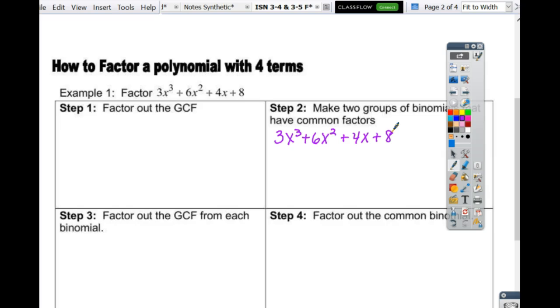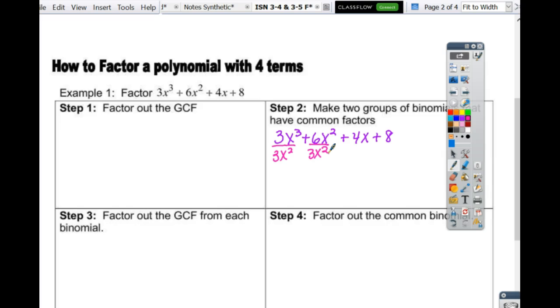And the third step says factor out a GCF from each group. So just look at the first 2 right here. So 3x to the third plus 6x squared, what do they have in common? 3x squared, right? Because if you look at these two, 3 is the number, the greatest common factor, and the lowest exponent between the two is the 2. So that's how I got 3x squared.